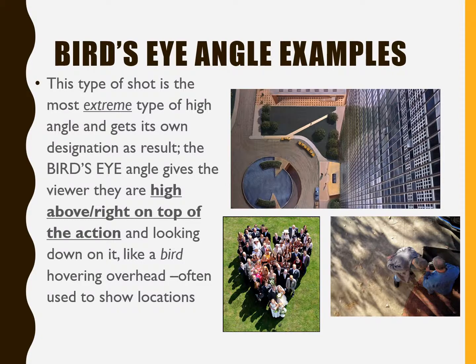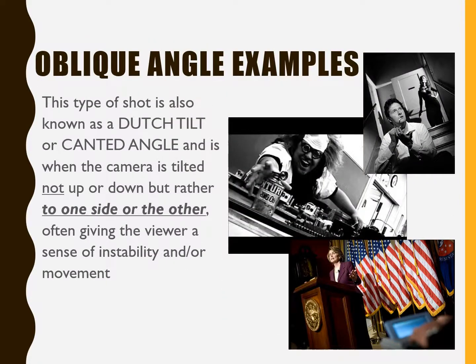In order to get any of these shots, you have to do something uncommon to get them, whether flying a helicopter or leaning over the top of a building or somehow getting a crane. So they're often considered to be special in that regard, which is why we give them their own designation, bird's eye angle examples.